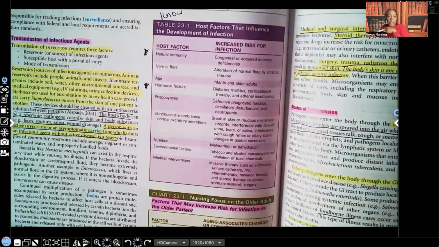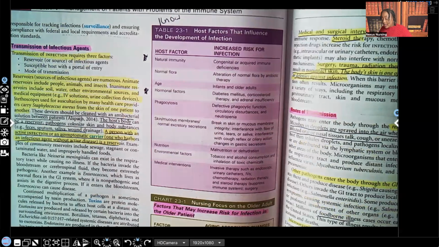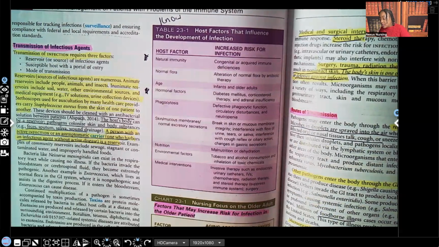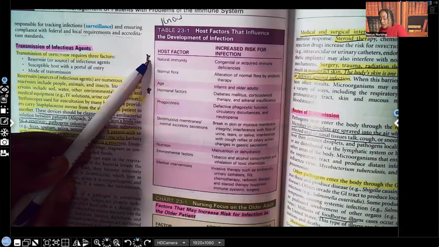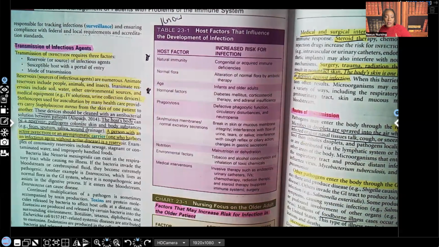You need to know this. Host factors that influence the development of immunity. Again, guys, you need to know the different types of immunity. Host factor, natural immunity. Remember, it could be congenital where the baby got it from the mom, or it can be acquired where they actually get an injection of those antibodies.